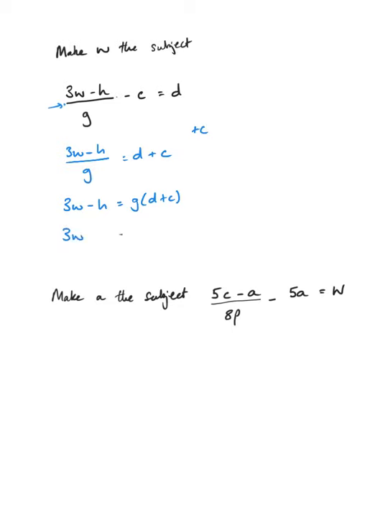So 3w is equal to gd plus c plus h, and then I need to divide that whole thing by 3 to get w on its own. So gd plus c plus h all over 3.